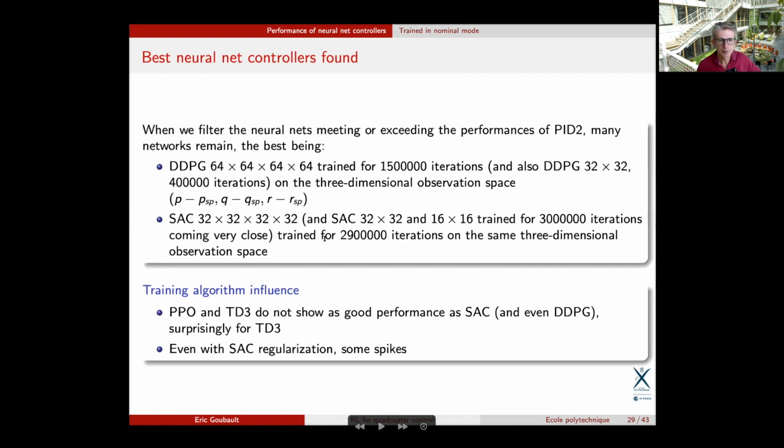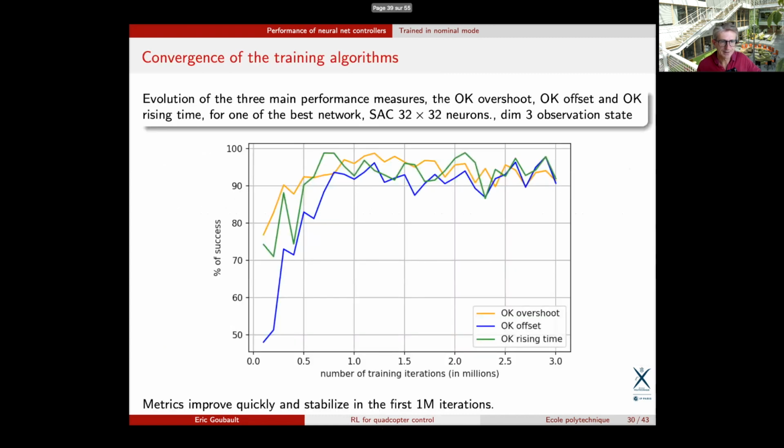So basically what we find is that we have a few very good controllers, 2 layers or 4 layers, 32 by 32 up to 64 by 64 neurons per layer. And always SAC and even DDPG trained neural nets. TD3 and PPO have been quite disappointing. So always some spikes, even with SAC regularization. SAC does some sort of entropy regularization, but doesn't eliminate all spikes.